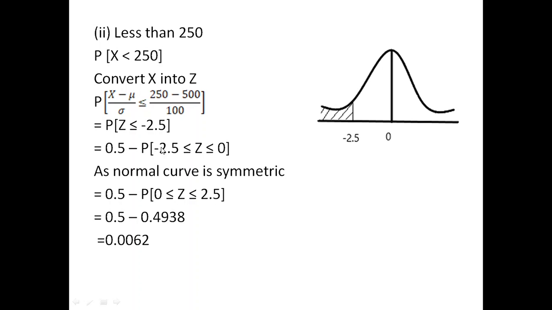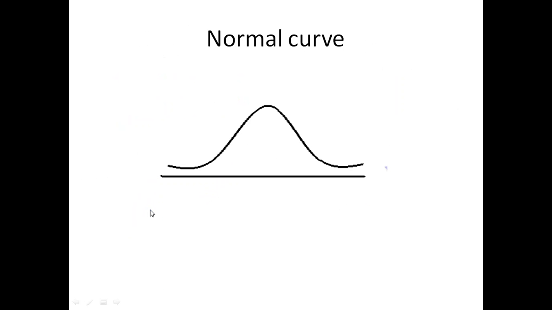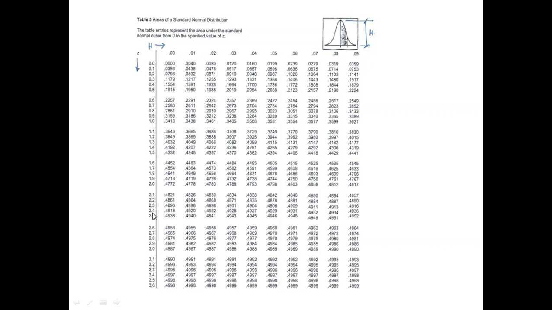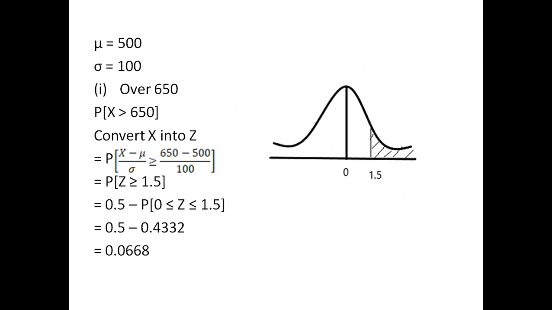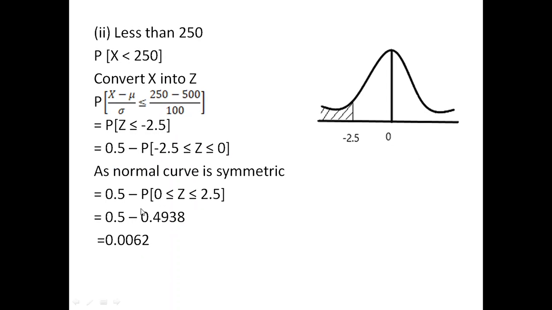Now it is a negative value, so we will write a sentence that as the normal curve is symmetric, we can convert this into a positive area, and again now we have to see 2.5 in the table. So when we see 2.5 under 0.00, again we get the value 0.4938. So 0.4938, and this is the final answer of the probability. Hope you understood it.